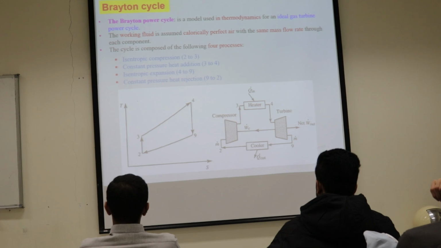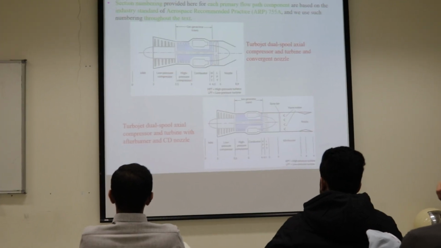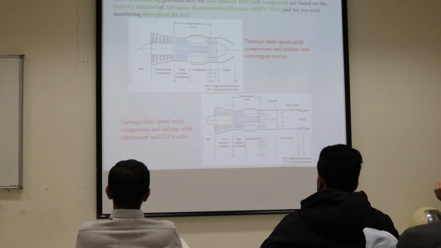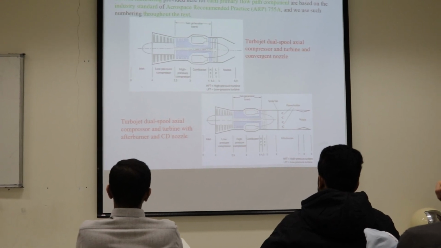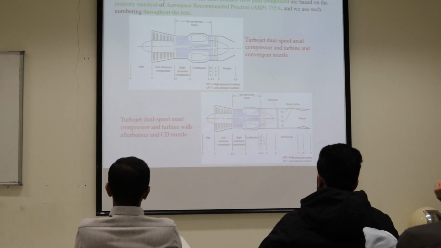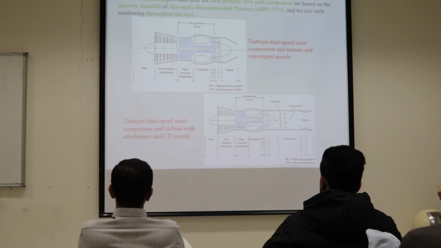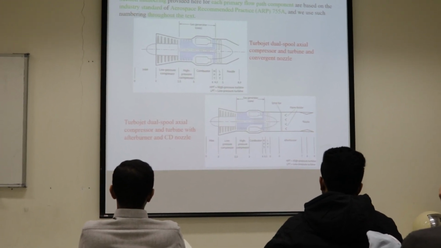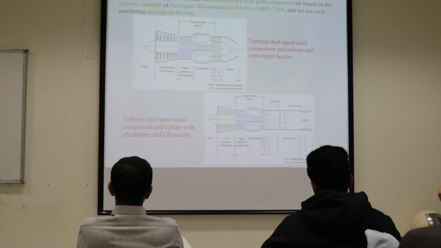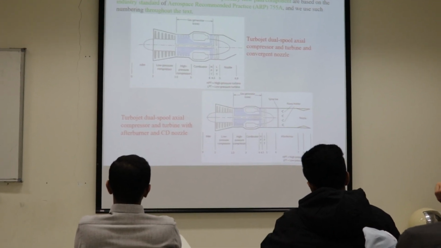So guys, the numbering here is standard. If I told you the pressure P3, you know P3 is what? The pressure at the outlet from the compressor and the inlet to the combustion chamber. If I told you pressure, let's say P5, that means the exit of the turbine. P9, that is the exit of the nozzle.